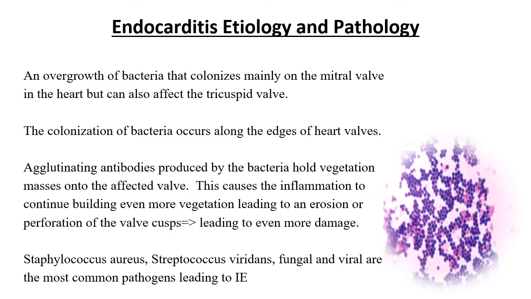Endocarditis is an overgrowth of bacteria that colonizes mainly on the mitral valve of the heart, but can also affect the tricuspid valve. The colonization of bacteria occurs along the edges of the heart valves. Agglutinating antibodies produced by the bacteria hold vegetation masses onto the affected valve. This causes the inflammation to continue building even more vegetation, leading to an erosion or perforation of the valve cuspid, leading to even more damage.